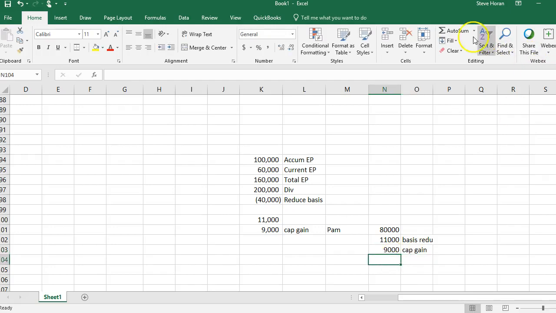The sum of those is the 100,000, which she receives. So this is dividend. The dividend is taxable, the capital gain is taxable, the basis reduction is not. So that's for Pam. Let's look at John.